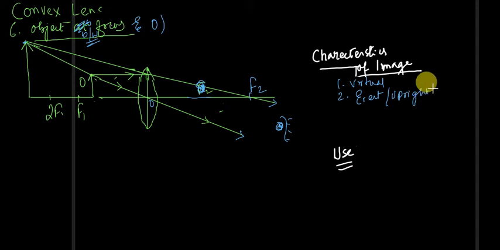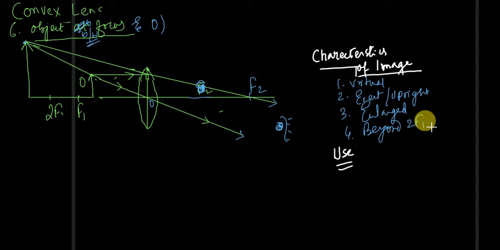Okay, erect or upright. Number three, the image is obviously magnified. Okay, it is enlarged, so we can write that it is enlarged. Number four, where is it formed? It is getting formed beyond 2f1. Okay, so that is clear to us now. So it is getting formed beyond 2f1.